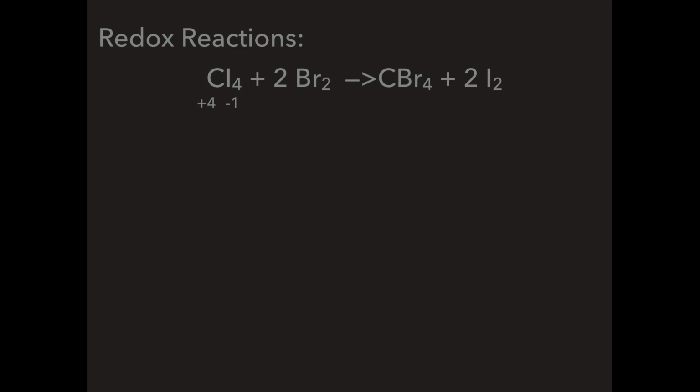Okay? Br2 is by itself, so it's going to have an oxidation number of 0. For CBr4, bromine is going to be -1, carbon is going to be +4. And finally, for I2, it's by itself, so it's going to have an oxidation number of 0. So if you notice, Br goes from an oxidation number of 0 to -1. If it's going from 0 to -1, remember electrons are negatively charged, so that means that bromine is gaining an electron, so it is being reduced, oil rig.